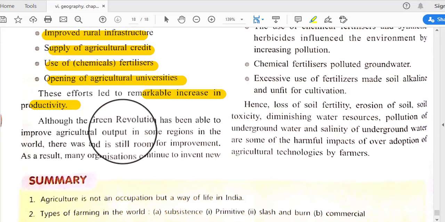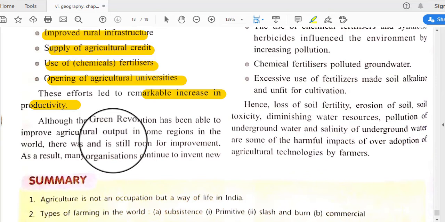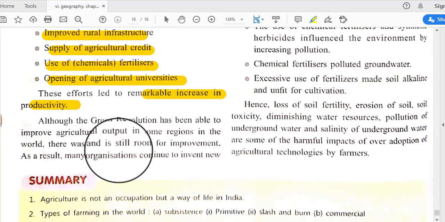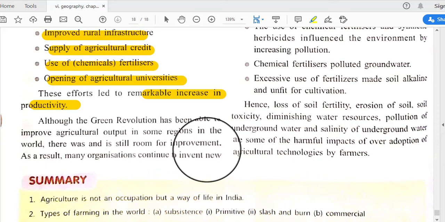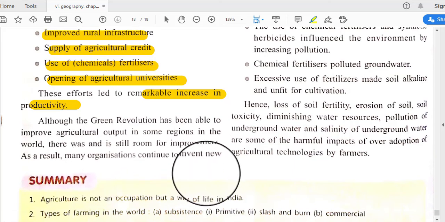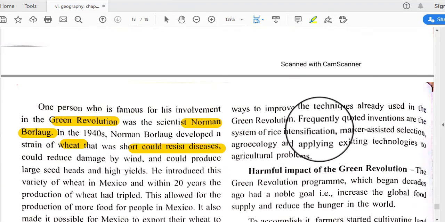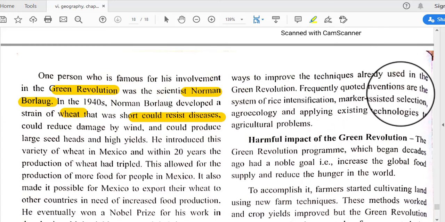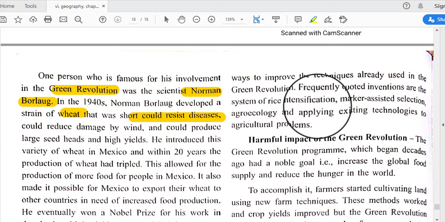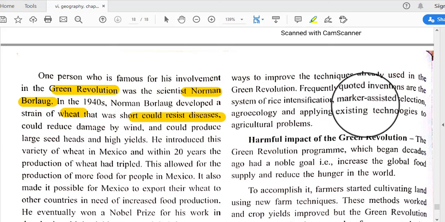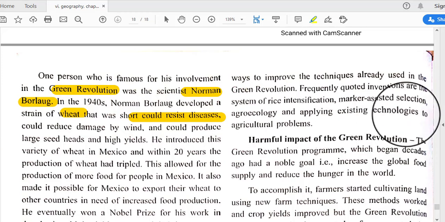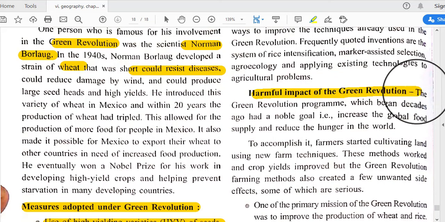And although the green revolution has been able to improve agriculture output in some regions of the world, there was still room for improvement, so this improvement is going on, and as a result many organizations continue to invent new ways to improve the techniques already used in the green revolution. Frequently quoted inventions are the system of rice intensification, marker assisted selection, and agroecology, and applying existing technologies to agricultural problems.